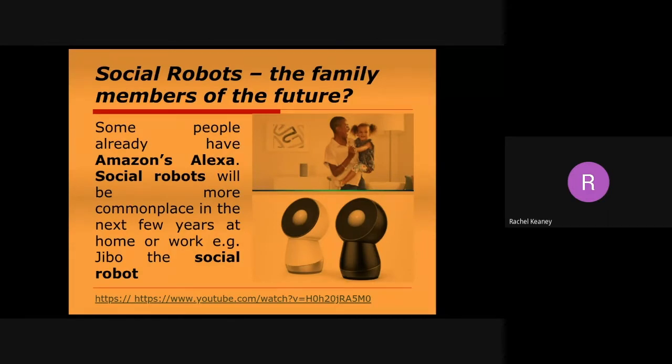So social robots, the family members of the future. Some people already have Amazon's Alexa. Social robots will be more commonplace in the next few years at home or at work. Now, a few years ago, there was actually a social robot released called Jibo. And there were people who bought Jibo. He was a little bit more expensive than Alexa, but he was quite popular with a few people. And some people really took to their Jibo. They saw him as a family member. So let's see if we can look at the video.